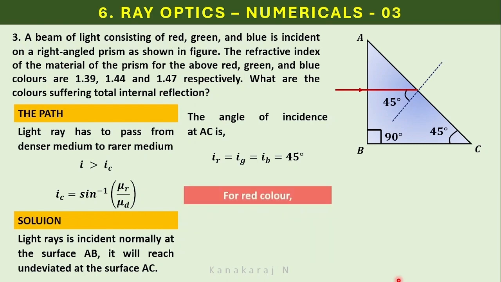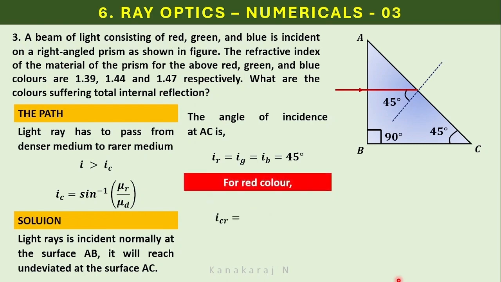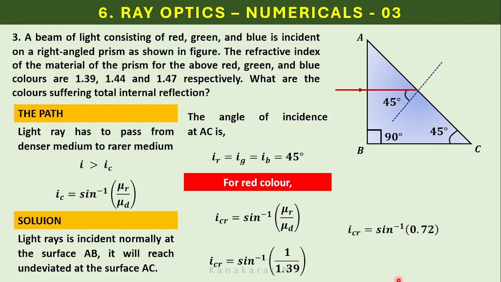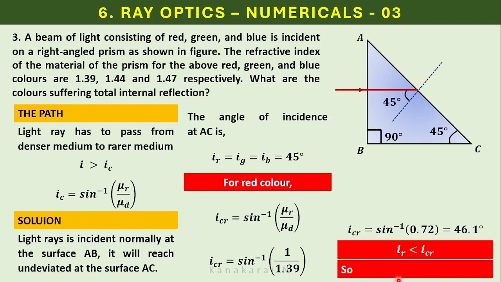Now let us consider only red color. The critical angle for red color equals sine inverse of mu r by mu d. Let us substitute the value of mu r as 1 and mu d as 1.39, and we get ICR, the critical angle for red color, as 46.1 degree. The 46.1 degree is greater than the angle of incidence, so no total internal reflection takes place for red color.